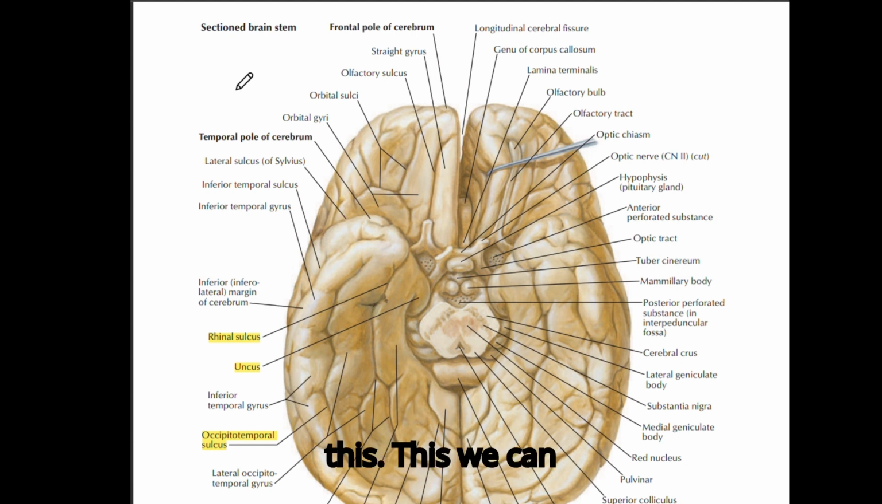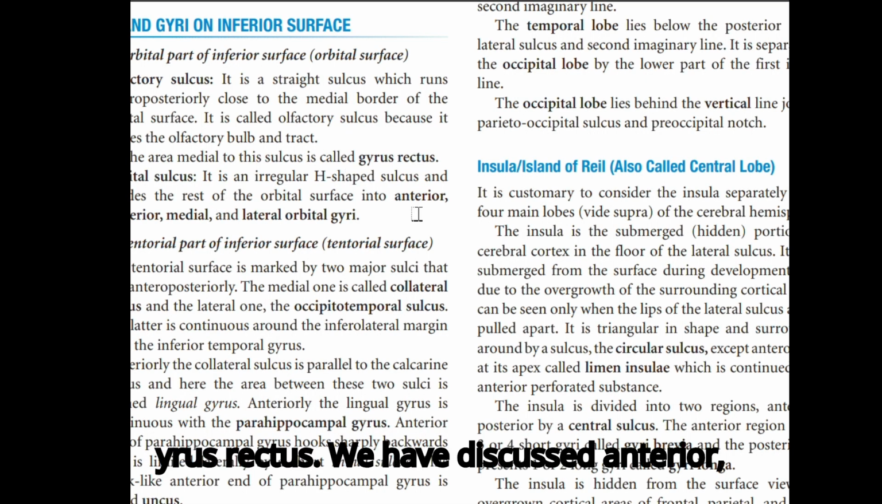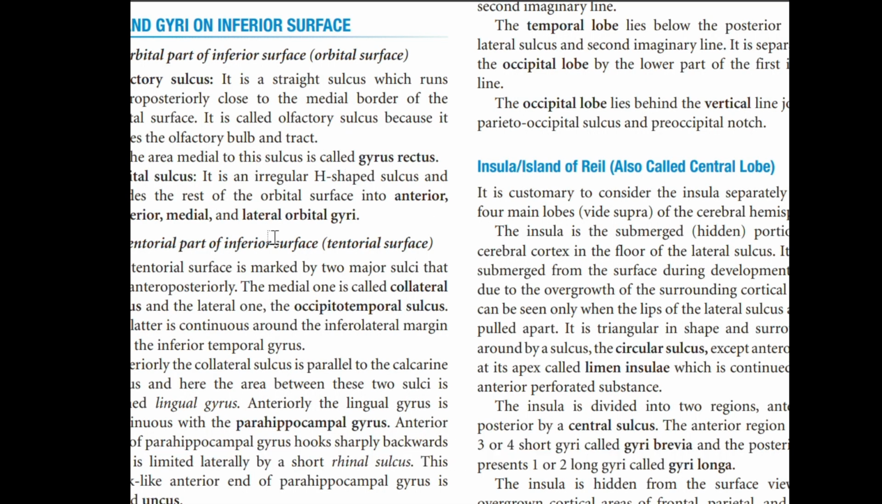We can trace the H-shaped sulcus. It divides the surface into the anterior orbital gyrus, posterior orbital gyrus, medial orbital gyrus and lateral orbital gyrus. See, the gyrus rectus we have discussed, and the anterior, posterior, medial and lateral orbital gyri.